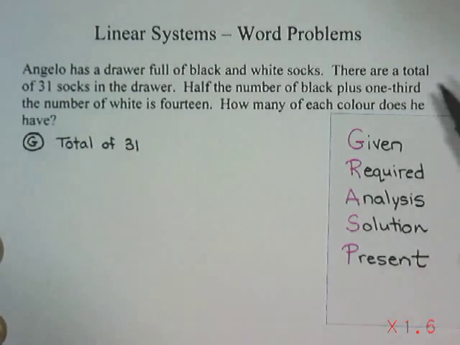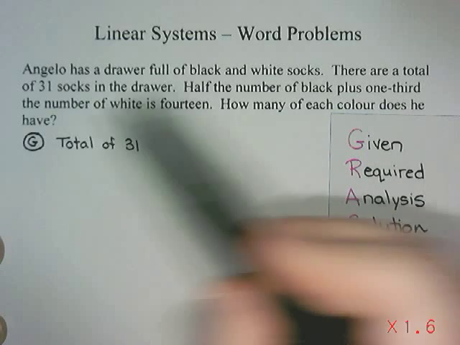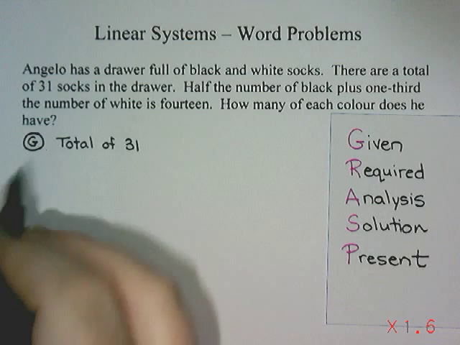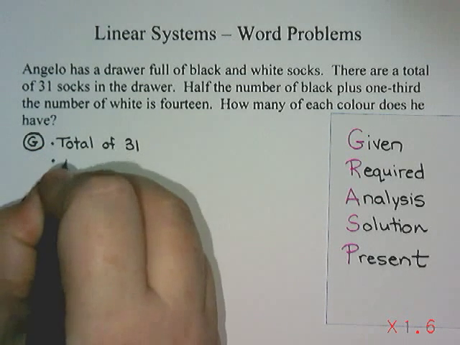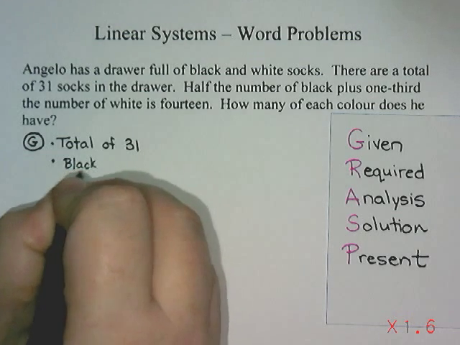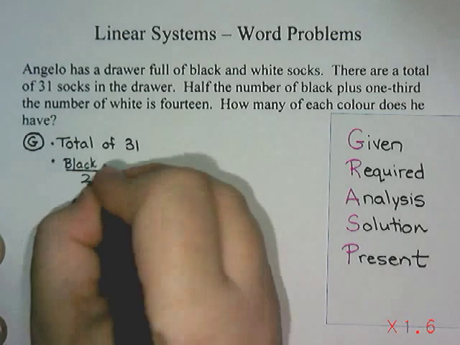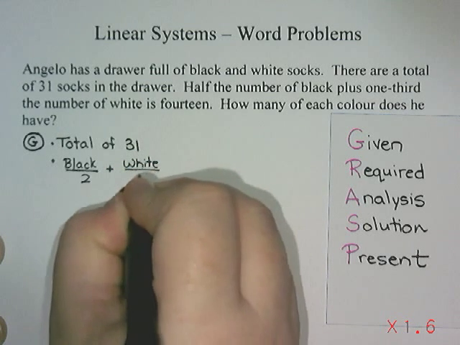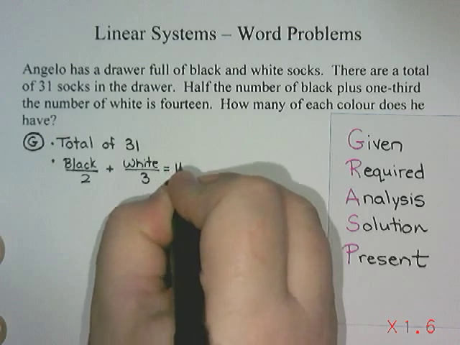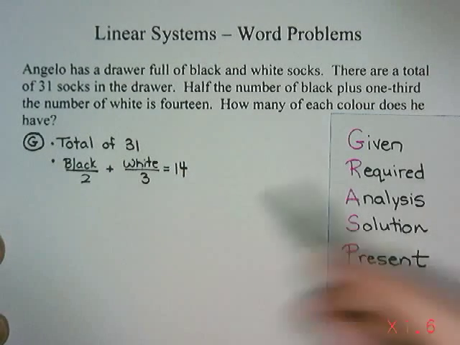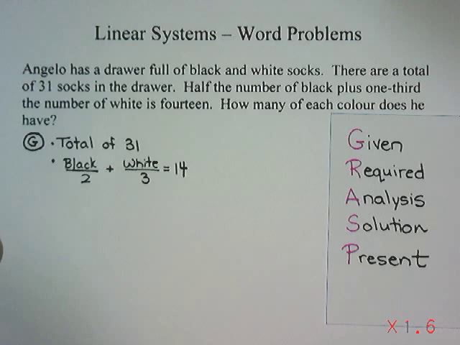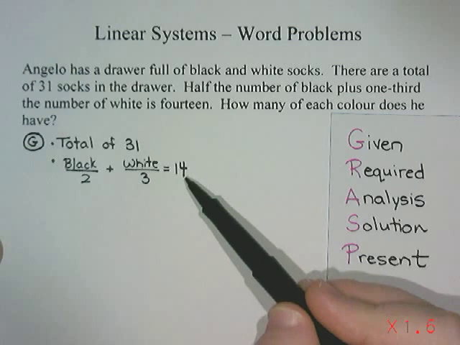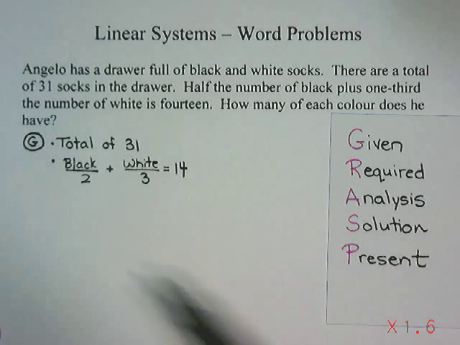right? The other thing it tells me is that half the number of black plus 1/3 the number of white is 14. So half the number of black means if I take the black and divide it by 2, and I add 1/3 the number of white, so that would be white divided by 3, I get 14. Right? And then it says how many of each color does he have? So really what's given to me is that he has 31 socks, half the black plus 1/3 of the white is 14, and I have black and white socks, but I think I'll remember that part.